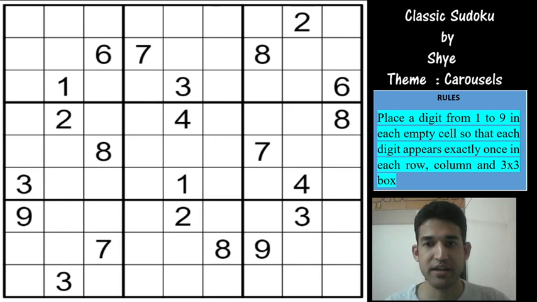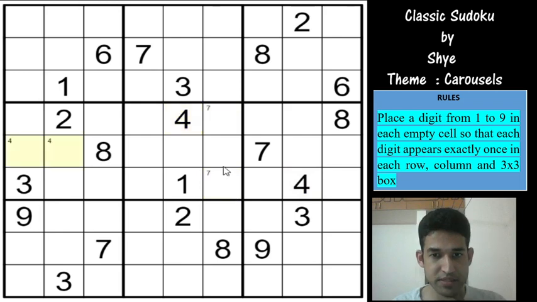So having said that, we'll start solving the Sudoku now. There is a 7 in row 5, and a 7 in column 4, which means that I can place my 7 in one of these two cells, corner pencil mark. And 4 is in one of these two cells, which means 4 goes into one of these two cells.